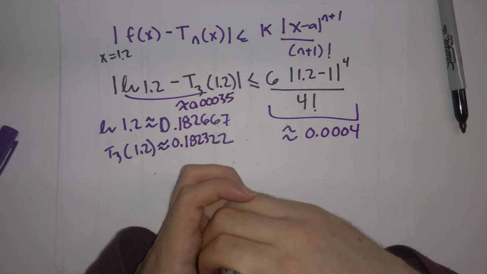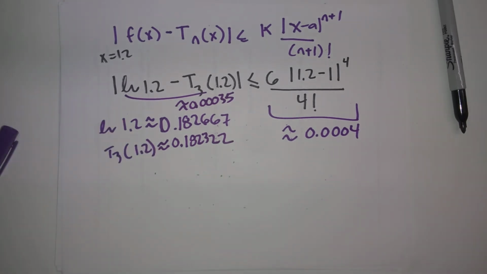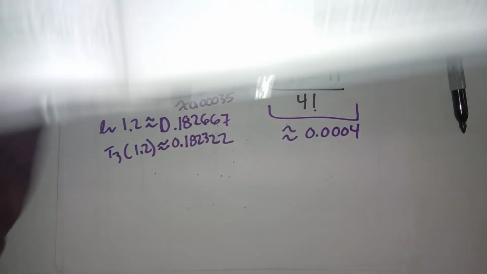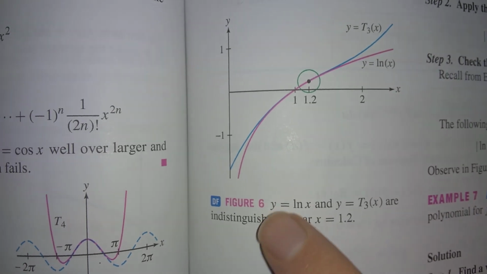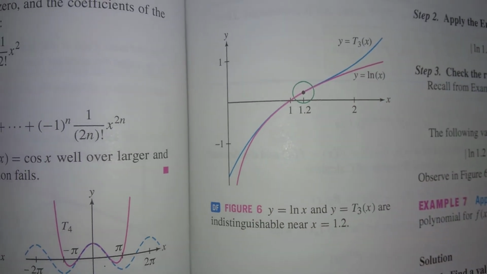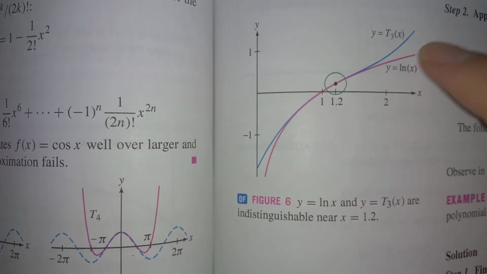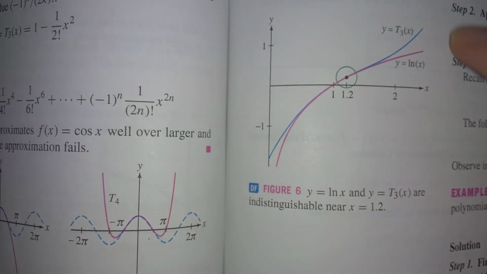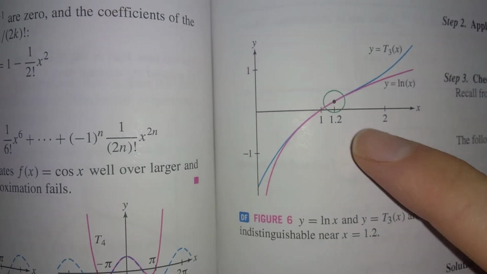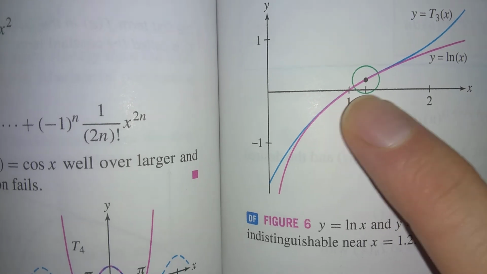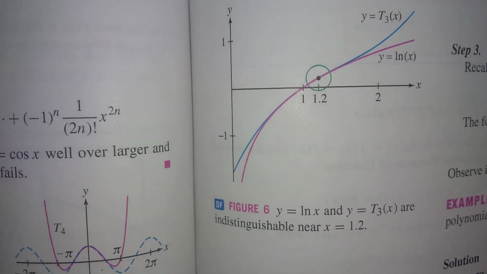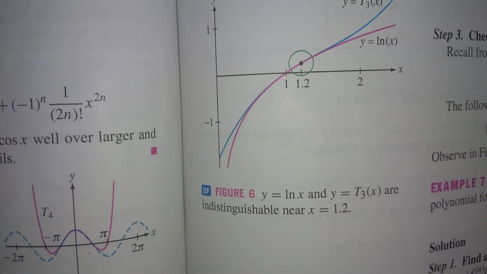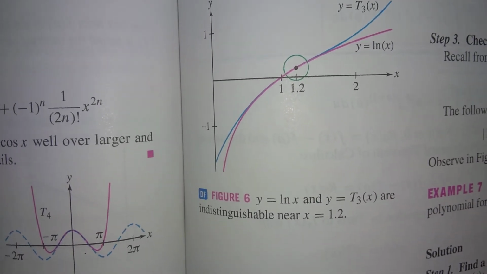And so the textbook has a picture of this, and you can see here the red curve is log of x. The blue curve is t3 of x, and you can see that near 1, and in fact still near 1.2, you really can't tell a difference between those two curves. So it makes sense that we can say those are really close to each other.